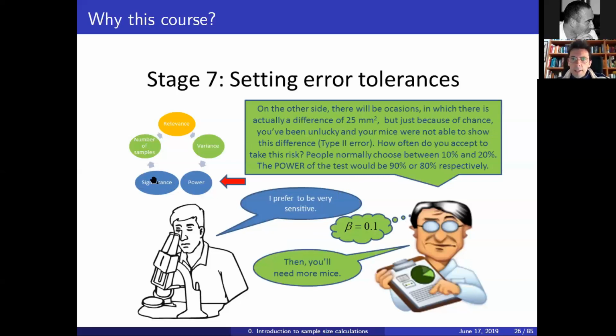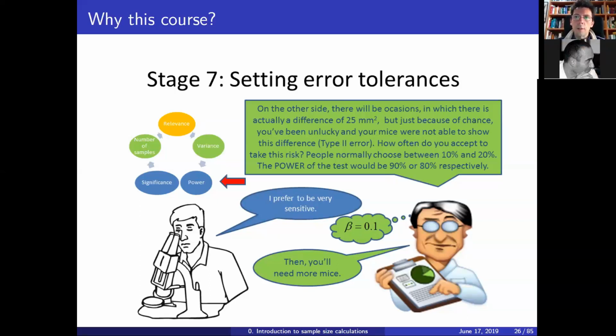Then there is the power. The power is less known. So the power is just the opposite kind of error. Let's say that the treatment really makes a difference, but you are unlucky with your sample, and then in your sample you don't see this difference, and this is called a type 2 error.